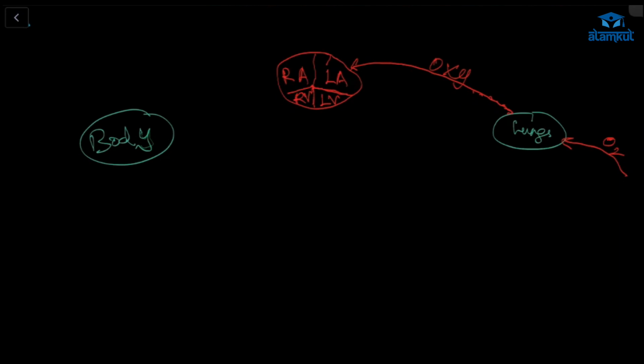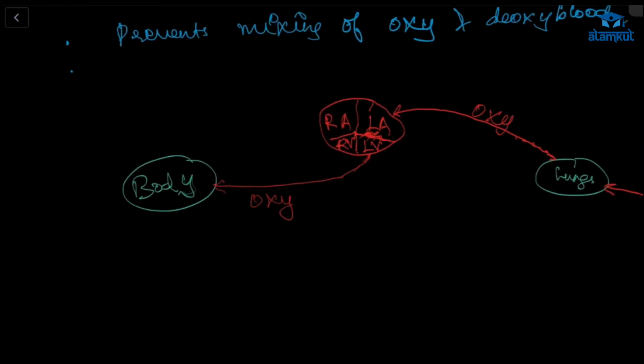So after this, from the left atrium, next will be the left ventricle, right? And it will go to the body. After that, the body parts will use the oxygen, and then they will give out carbon dioxide, and the vessels will carry deoxygenated blood, right? Again, it will go to the right atrium.